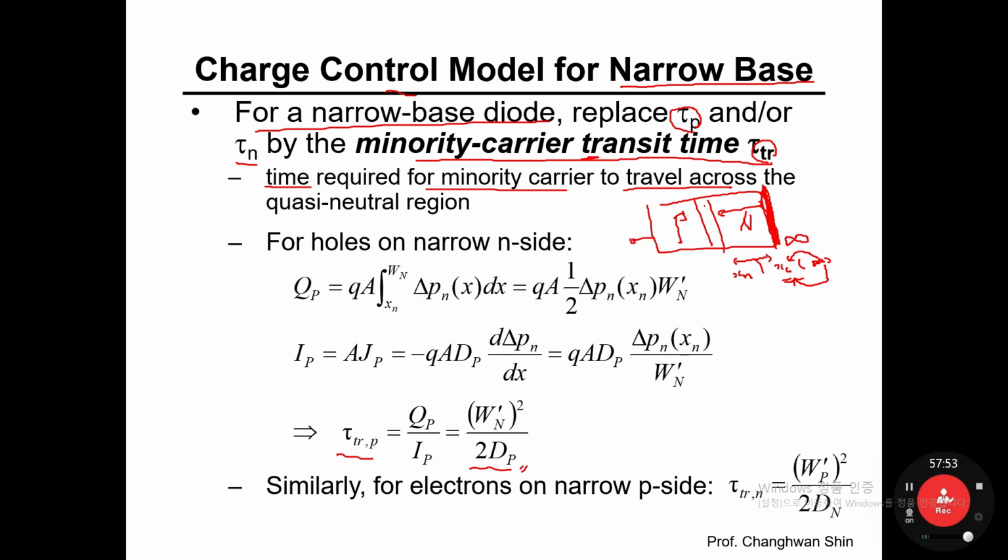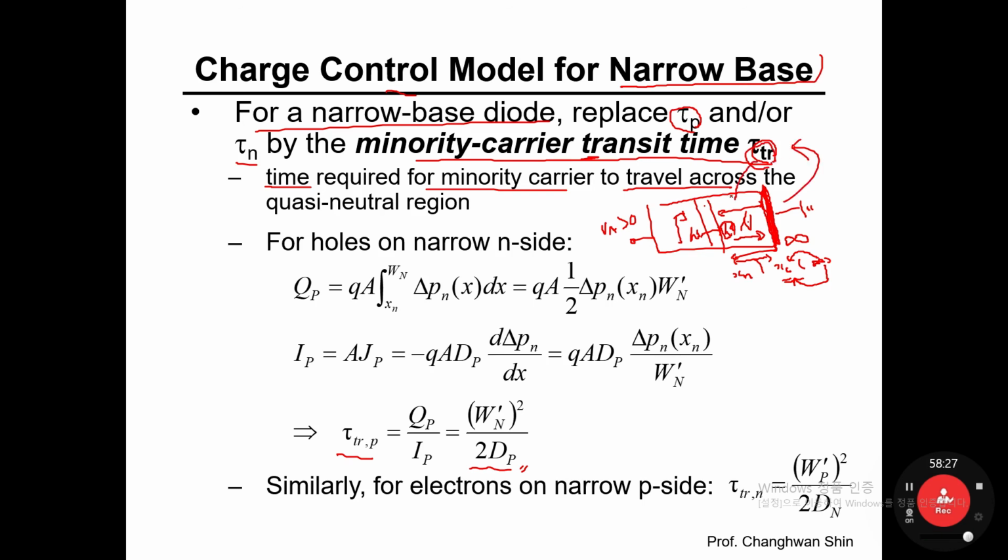Anyhow, under forward bias, the holes are injected into the n-side and they are going to travel across the n-side region. But the question is how much time is necessary for these minority carriers in n-type material to travel across this narrow base. So let's calculate that time. Basically, that time would be matched to this minority carrier transit time.